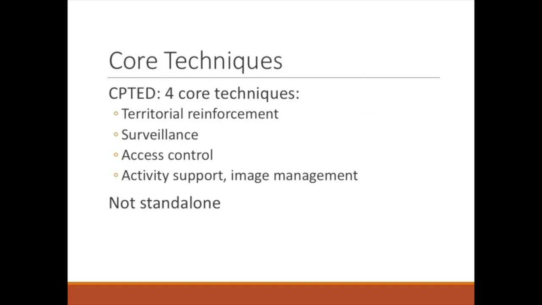Moving on, we come to the core techniques of crime prevention through environmental design. Now, there are four of them that we can think about at this stage. We have territorial reinforcement, we have surveillance, we have access control, and we have activity support / image management. And as with a lot of things we've discussed during the course, these core components, techniques, elements, and so on are not standalone. Right? They will overlap and interact with each other.